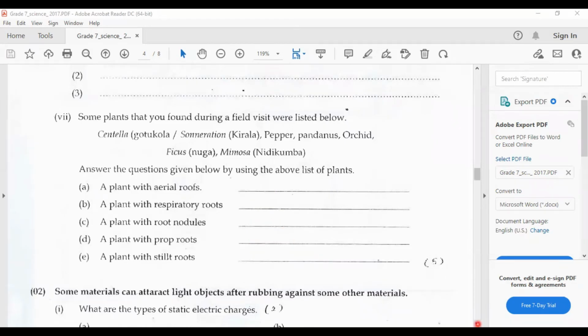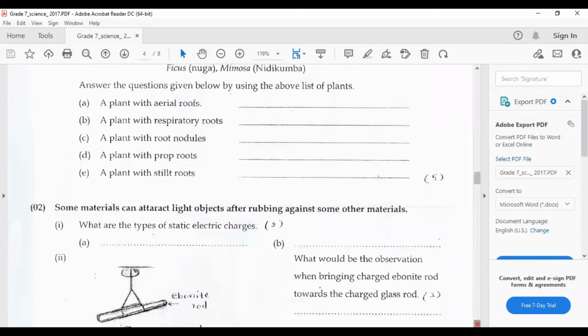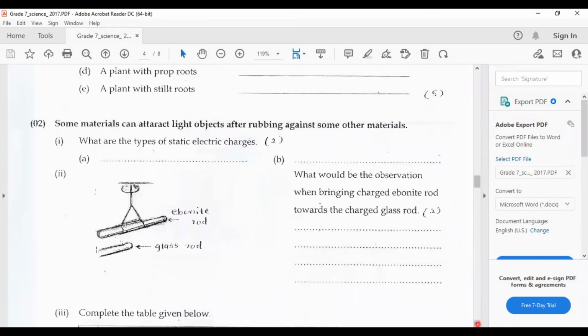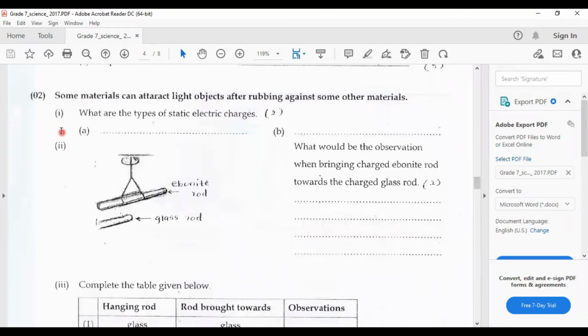Question number 2. Some materials can attract light objects after rubbing against some other materials. What are the types of static electric charges? Here, write down the two types you know. Positive charges and negative charges.